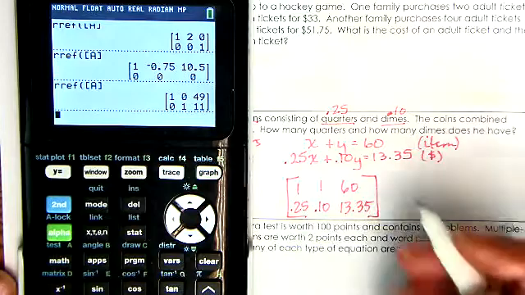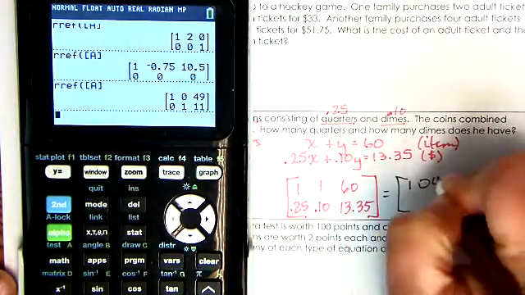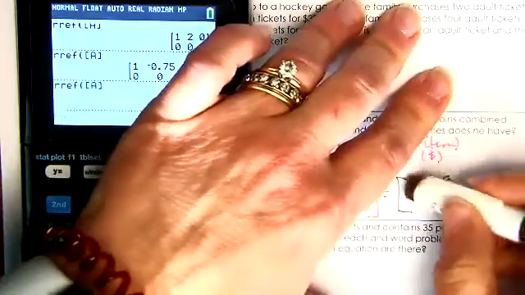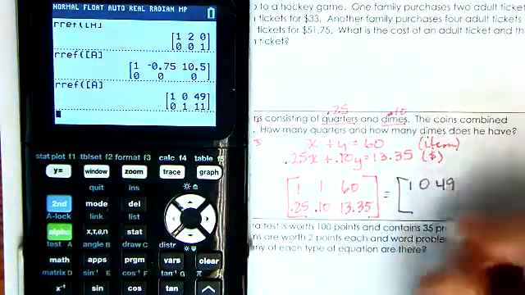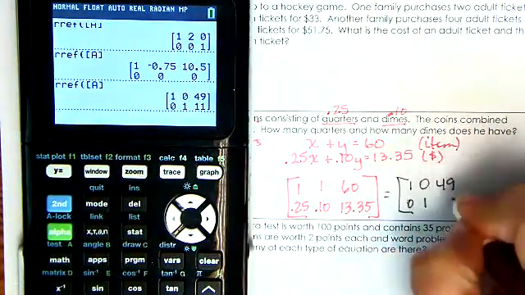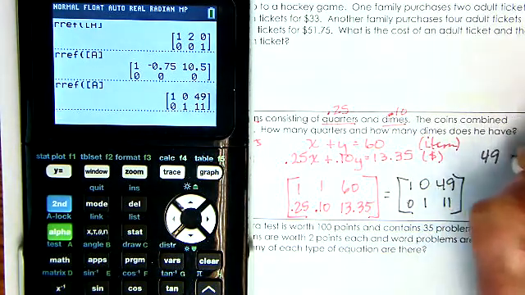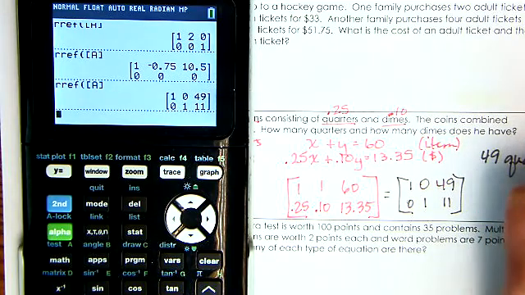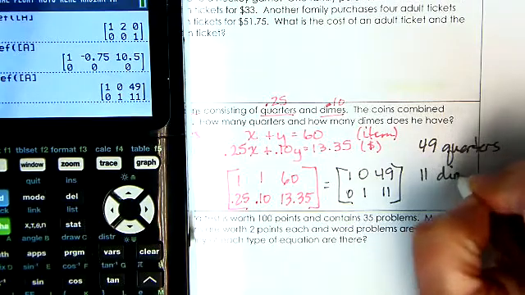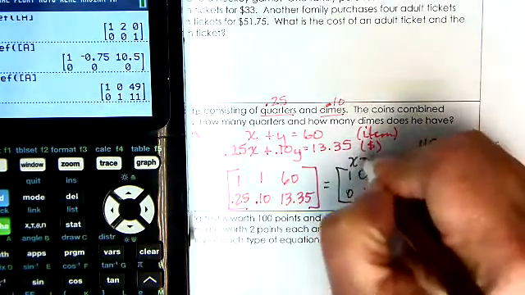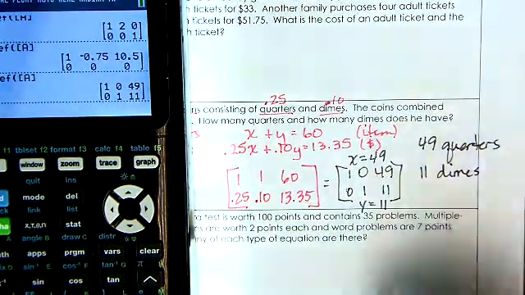So therefore, right now, my matrix is 1, 0, 4. Kimberly, you got to put space because otherwise it all runs together. 1, 0, 49, 0, 1, 11. So that means I have 49 quarters, 11 dimes, because this is x equals 49, y equals 11.